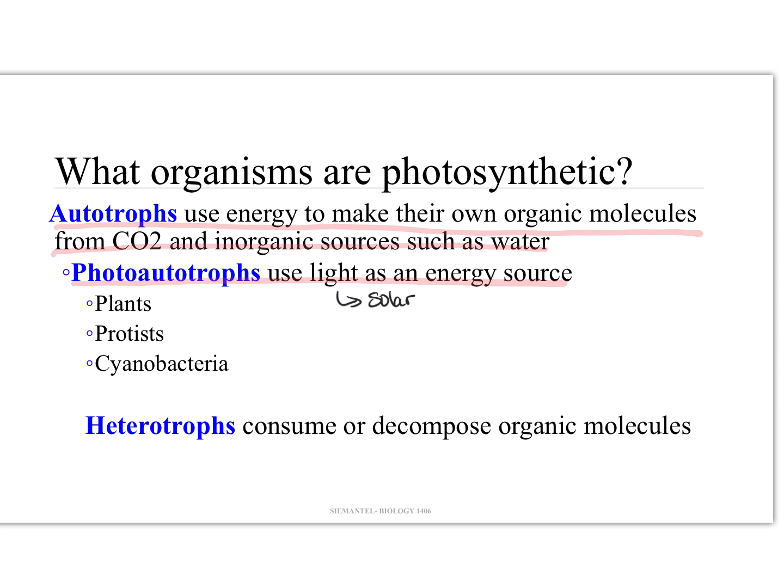Now, if you can't make your own food, you are known as a heterotroph. Heterotrophs consume organic molecules from other sources, or sometimes they decompose organic molecules. You're eating something else, or you're breaking something else down.